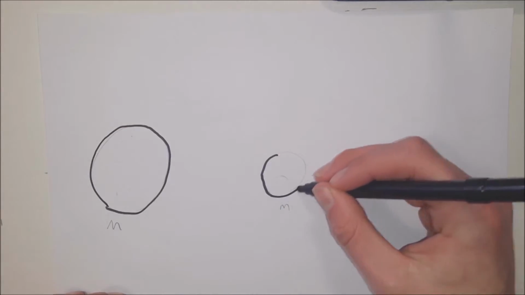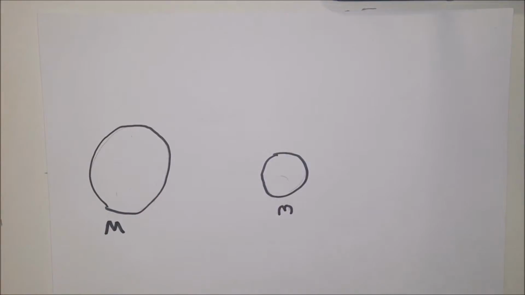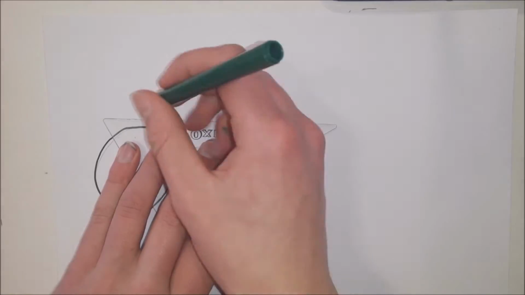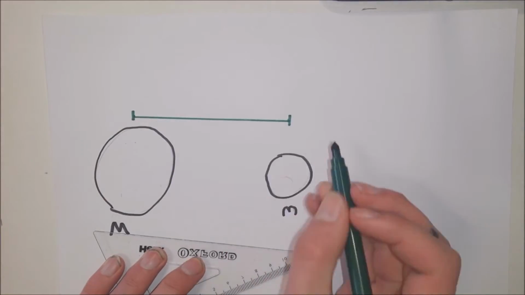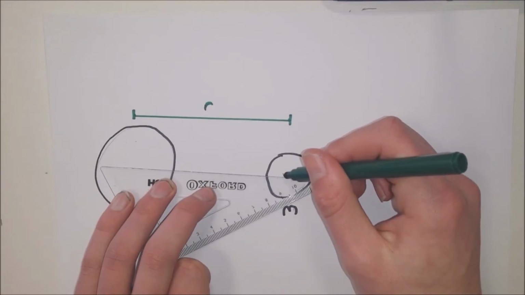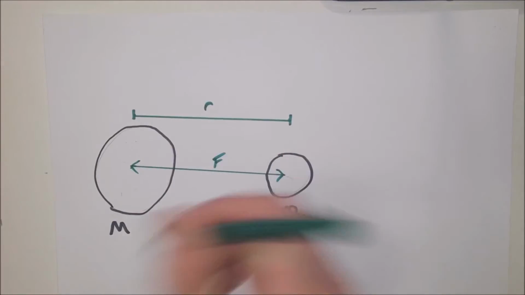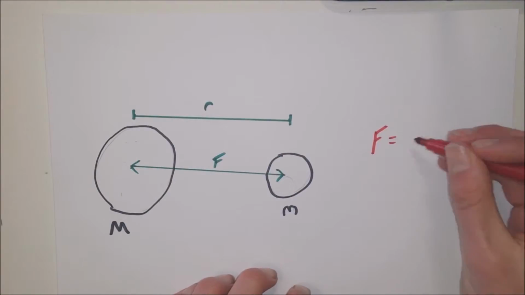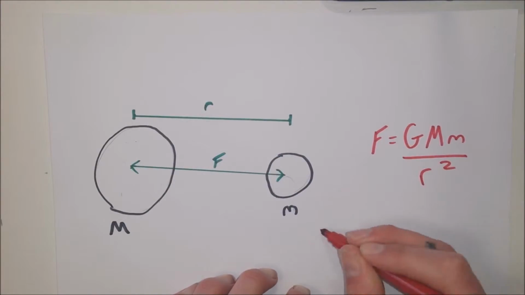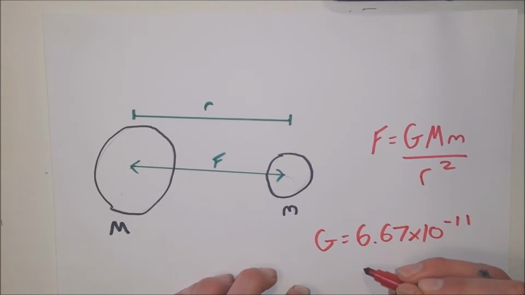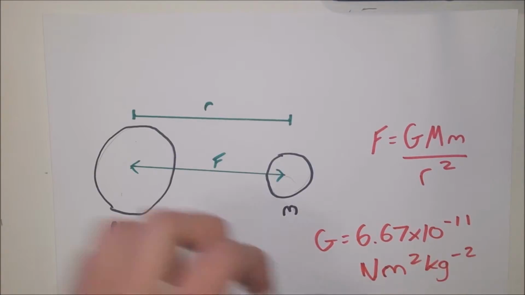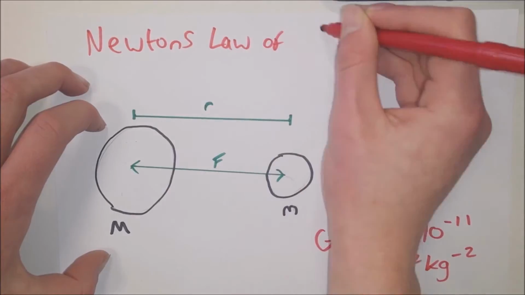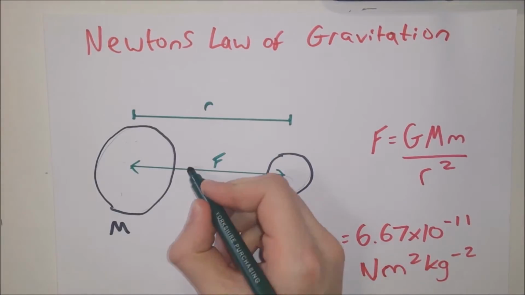Newton's law of gravitation: any two masses will attract each other with a force proportional to their masses, and inversely proportional to the square of their distance. The relation is F equals GMm over r squared, where big M and small m are the two masses. r is the separation of their centres of mass, and G is known as the gravitational constant, 6.67 times 10 to the minus 11 newton metres squared kilogram to the minus 2.